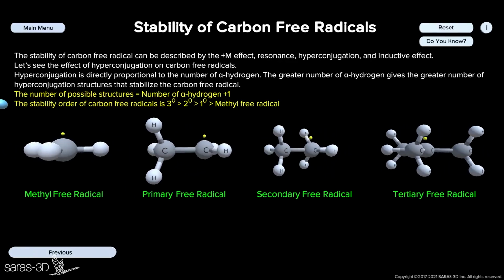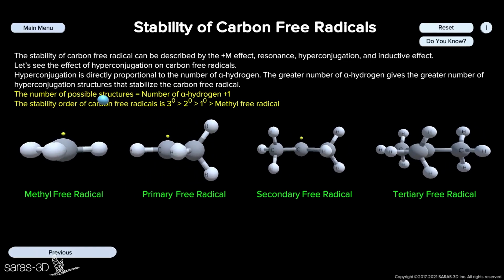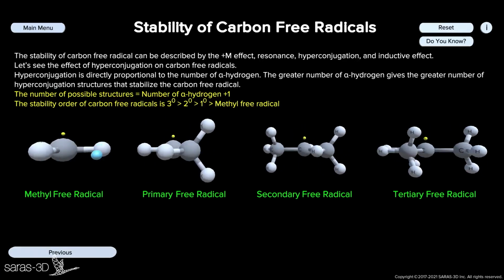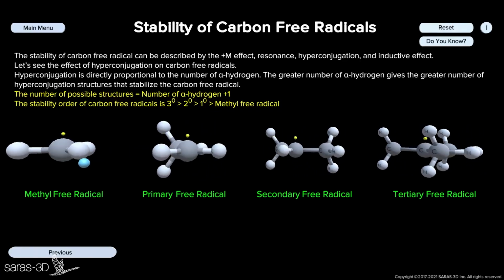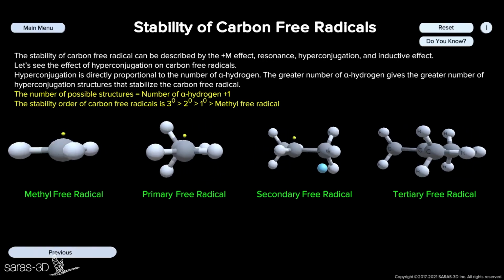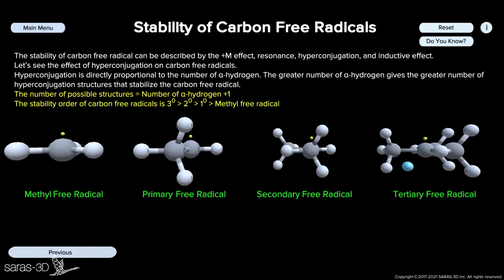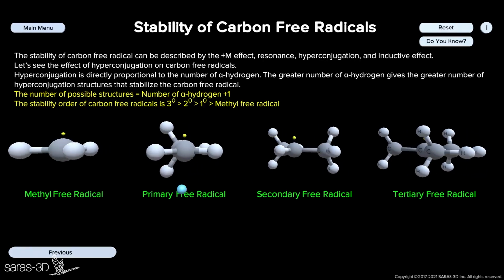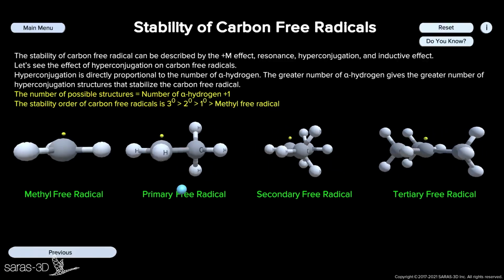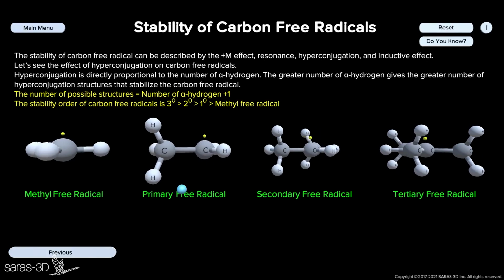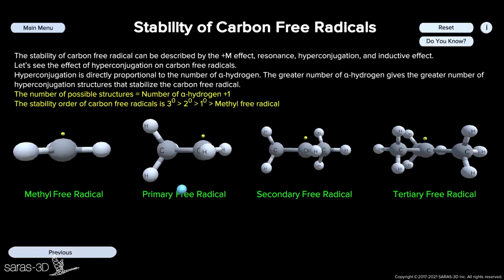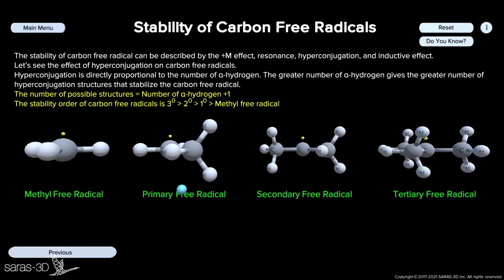Now, let us just revise a few things. The number of possible hyperconjugation structures will be given by number of alpha hydrogen plus 1. So, let us take a look at the free radicals that are given here. So, here we have got methyl free radical, primary free radical, secondary free radical, and tertiary free radical. Now, you have to see which free radical is going to be most stable. Now you know the stability of free radical is directly proportional to the number of hyperconjugation structures. The greater the number of hyperconjugation structures for a species, the greater will be its stability.